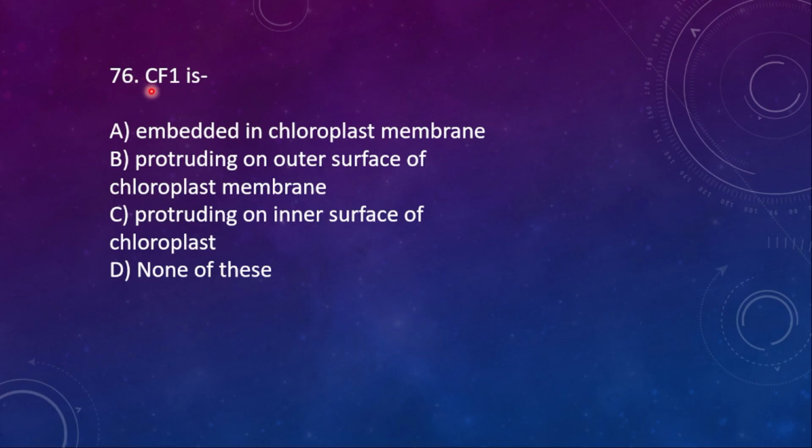Next, 76. CF1 is option A, embedded in chloroplast membrane. B, protruding on outer surface of chloroplast membrane. C, protruding on inner surface of chloroplast. D, none of this. Here the right option is option B. Actually, rather than chloroplast membrane, it must be the thylakoid membrane.